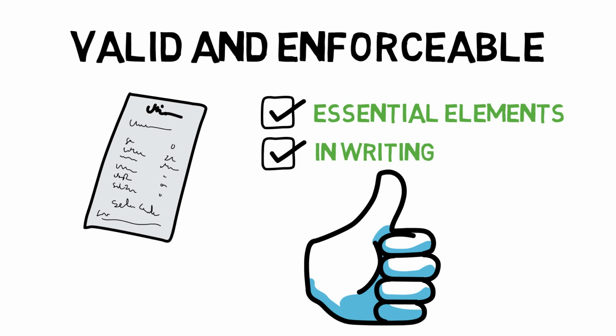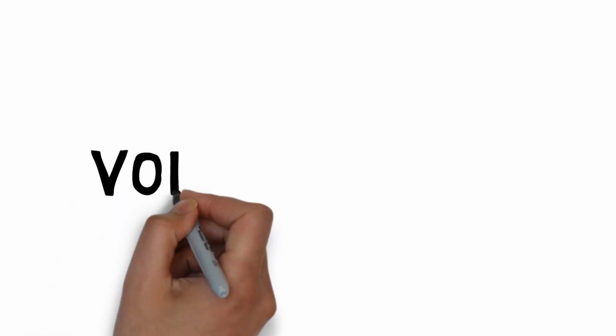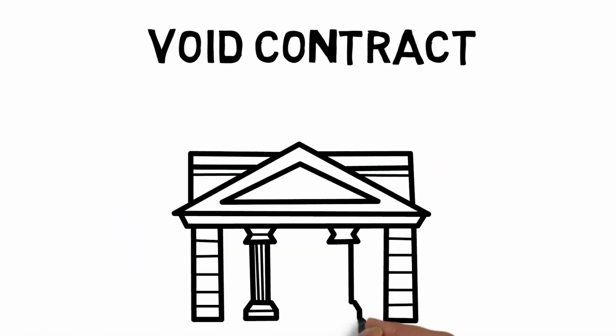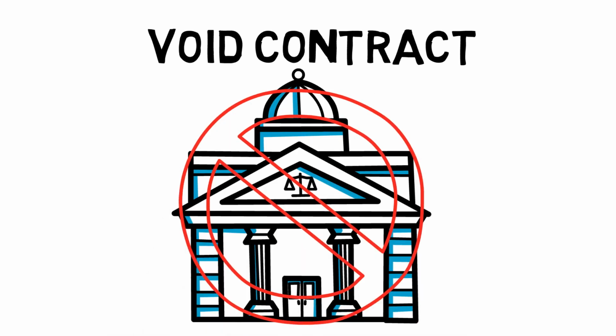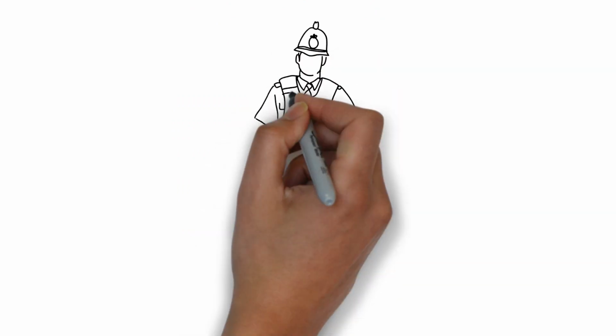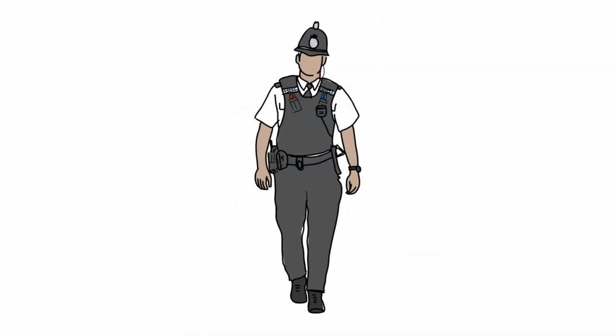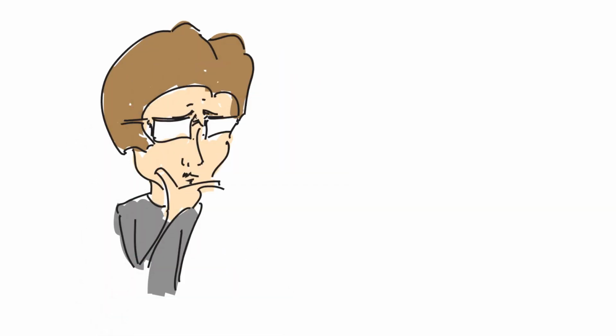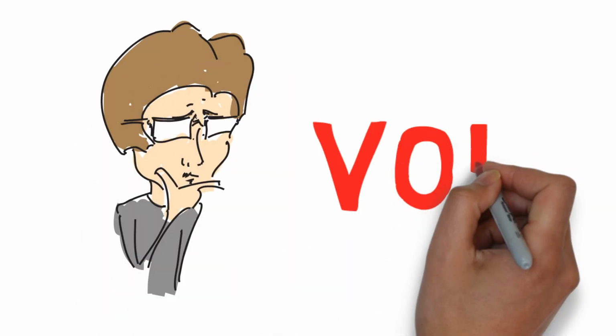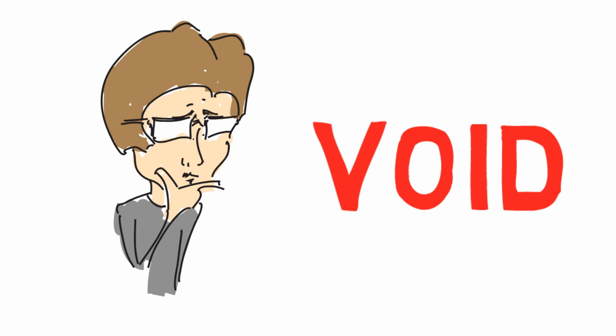A second way we can classify a contract is a void contract, which means it has no legal effect whatsoever. A couple of examples of a void contract would be a contract for an illegal activity or someone who signs a contract who is not of sound mind. Those contracts would be classified as void and have no legal effect whatsoever.